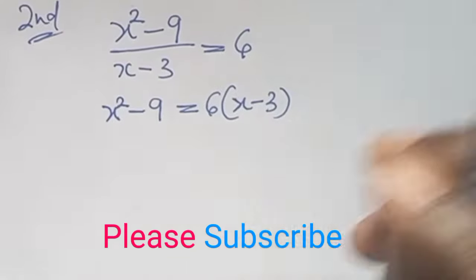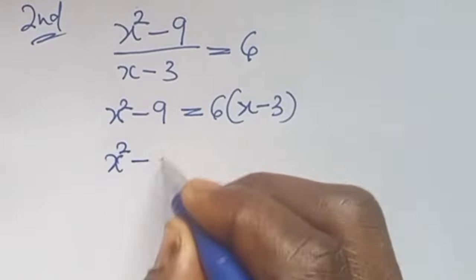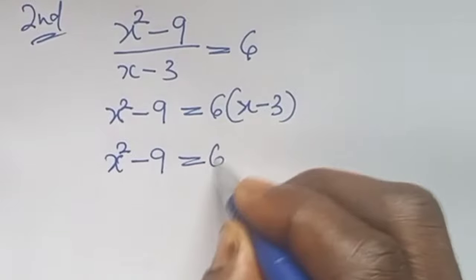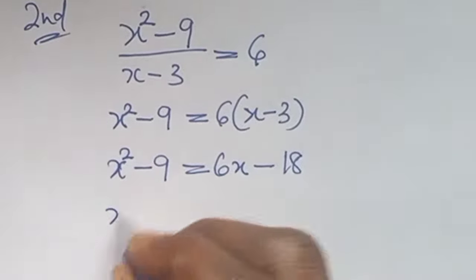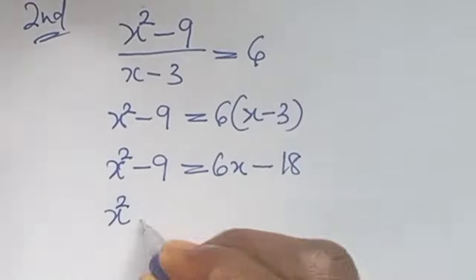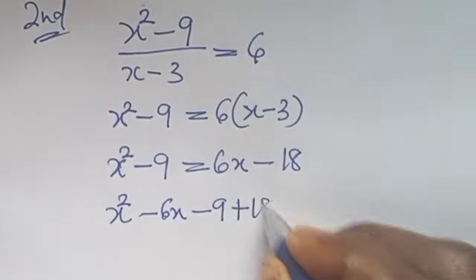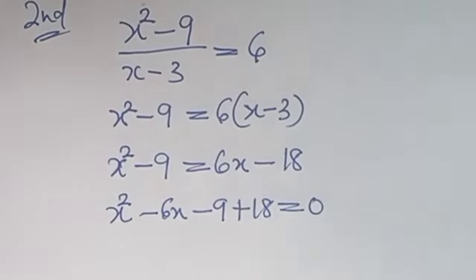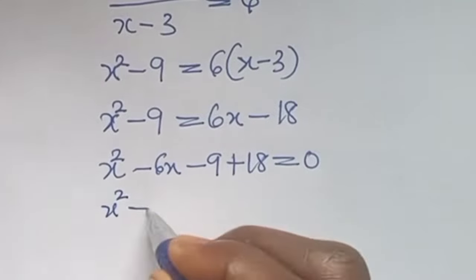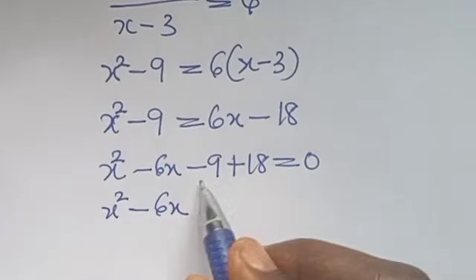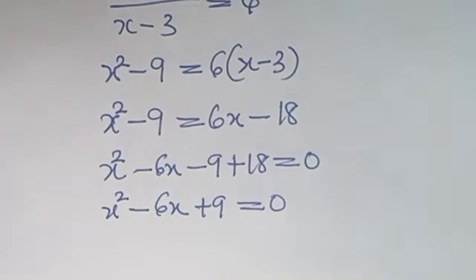Alright, let's continue. If we do this, we have x to the power of 2 minus 9 equals 6x minus 18. And if we rearrange this, we'll end up having x to the power of 2 minus 6x minus 9 plus 18, everything equals 0. And this is x to the power of 2 minus 6x minus 9 plus 18, that is plus 9, equals 0.